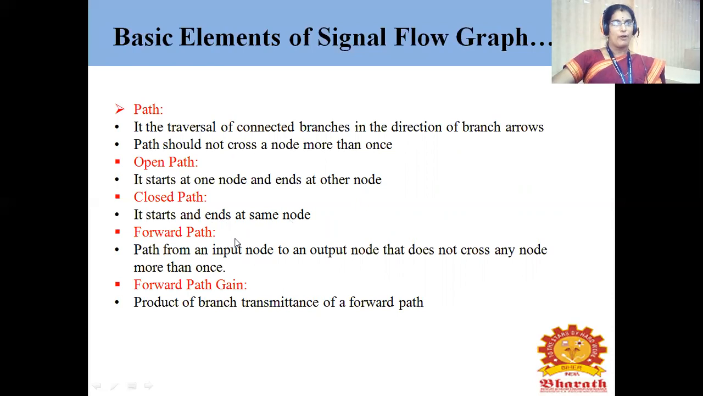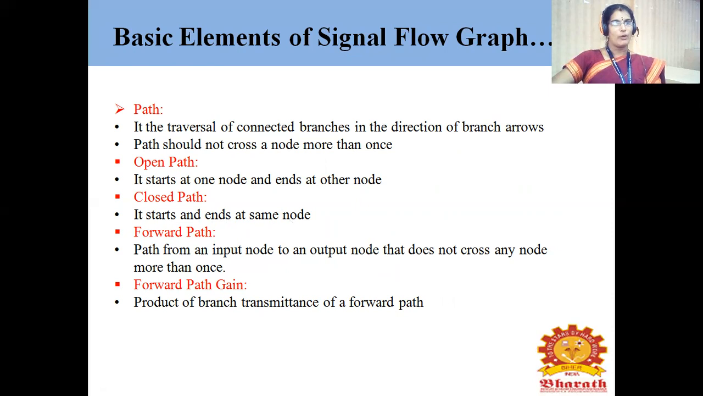So what is meant by forward path? It is a path from an input node to an output node that does not cross any node more than once. Forward path means from the input side to the output side, in the direction of the signal, but it should not cross any node more than once. Such signals are called forward paths.